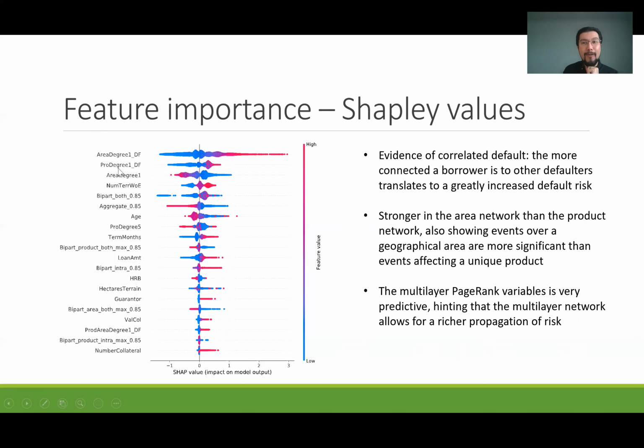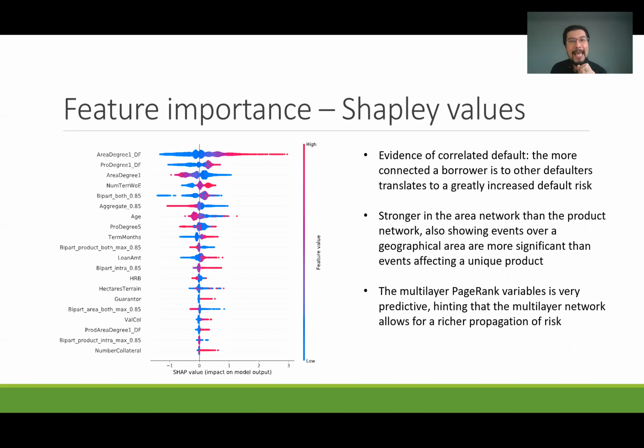And there is one variable for each of the networks. And actually, this is another interesting insight. The area network is more important than the product network. So where you are is more important to correlate the defaults than what you are selling. Makes sense, right? If there is a natural disaster, in this particular case, it will impact a lot more.